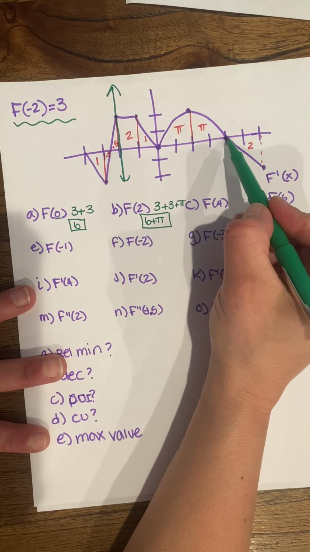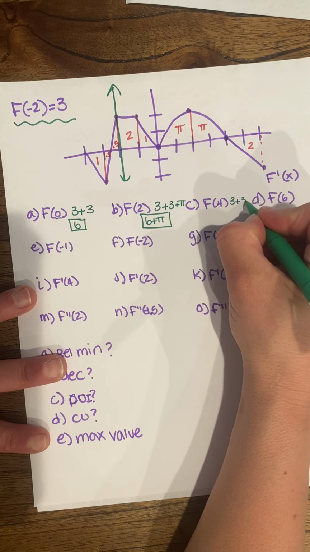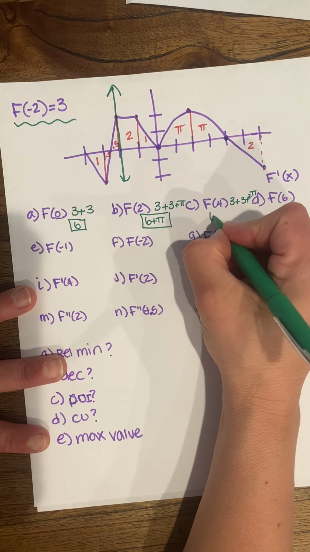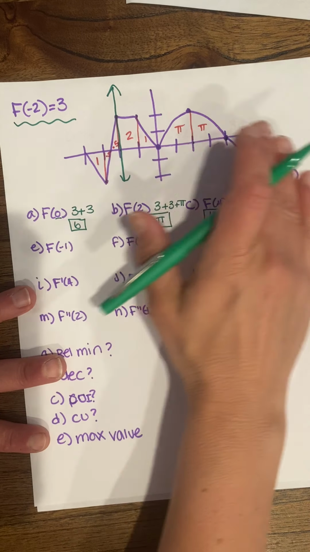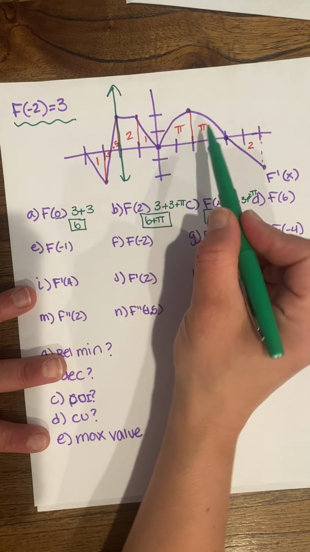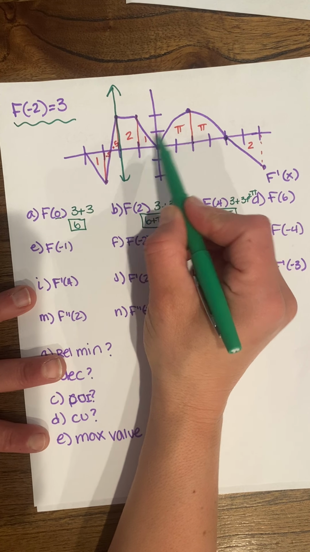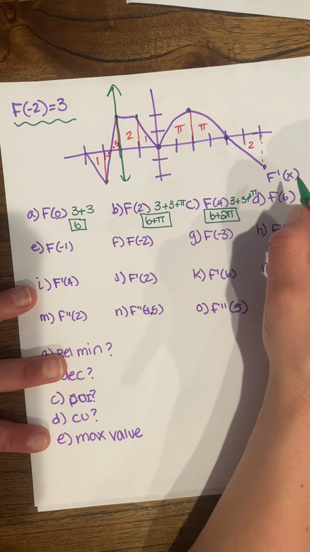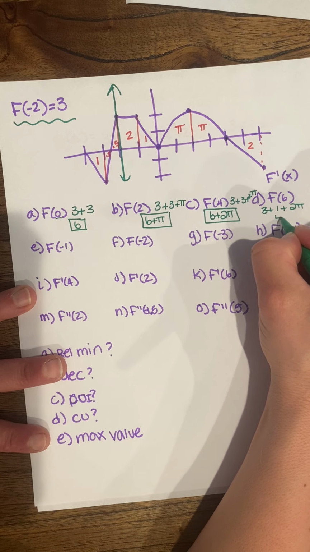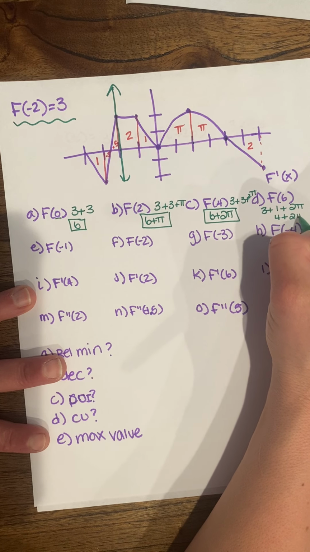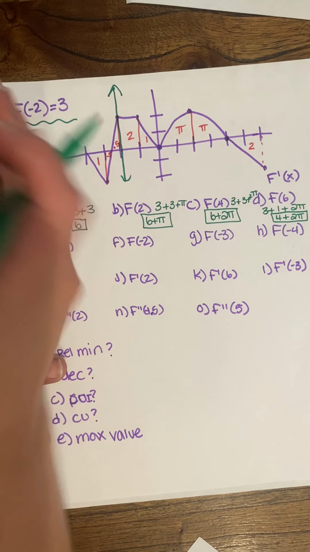f of 4 is to go all the way up to here, so this is going to be 3 plus 2 pi. So that's going to be 6 plus 2 pi. And then finally, f of 6. So I have this 3, I have this 2 pi, minus that 2 is going to be 1. These 2's are going to cancel each other out. I'm going to end up with 3 plus 1 plus 2 pi for a total y value of 4 plus 2 pi.